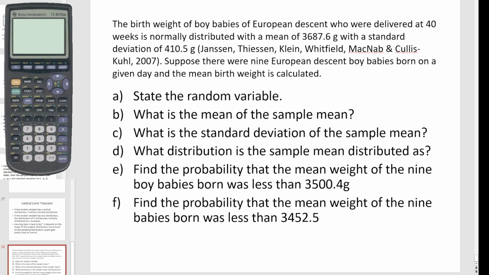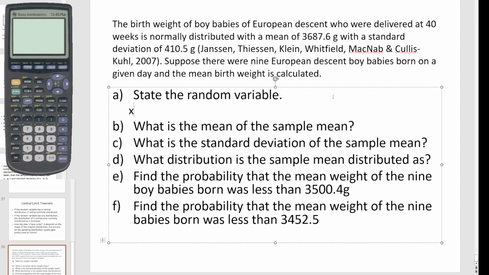And we're going to look at an example here. The birth weight of boy babies of European descent who were delivered at 40 weeks is normally distributed with a mean of 3,687.6 grams with a standard deviation of 410.5 grams. Suppose there were 9 European descent boy babies born on a given day and the mean birth weight is calculated. First of all, we want to state the random variable. The random variable here is, of course, x, the birth weight of boy babies.